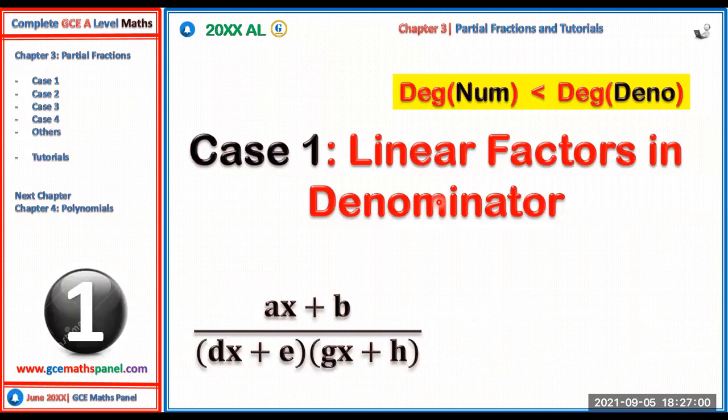This particular lesson this day is on partial fractions. And recall that this is the third chapter of our online preparations.